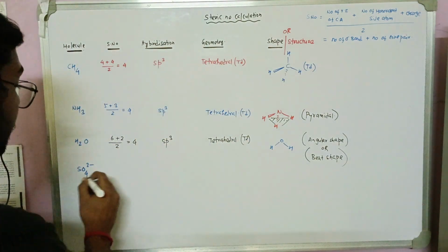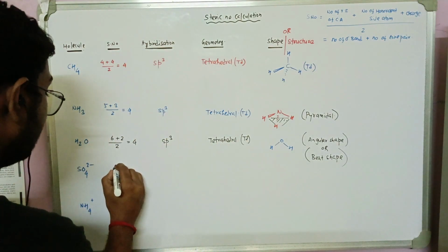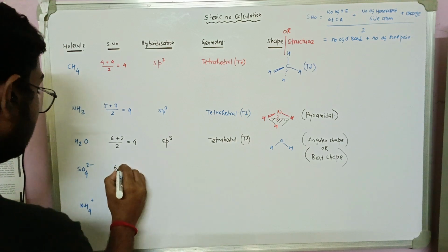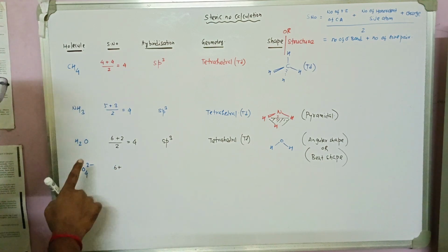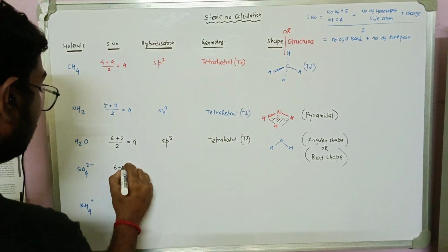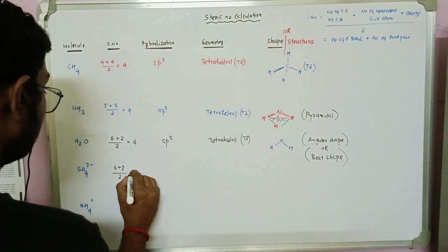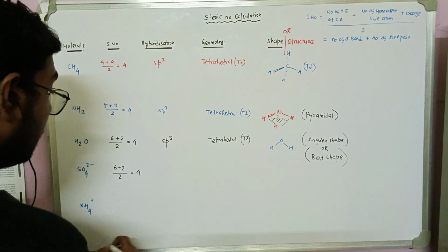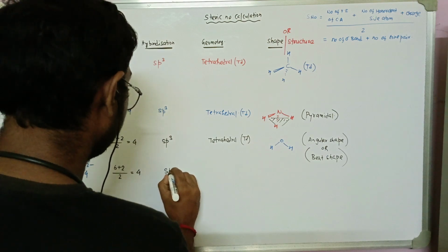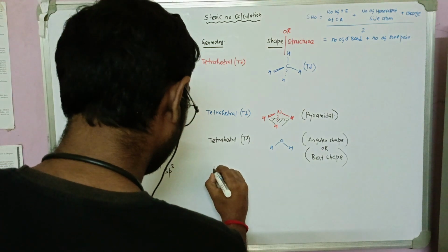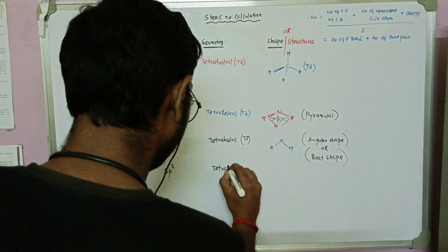For SO4 2 minus, we know the valence electron to be 6 because sulfur lies under the oxygen atom, plus there are no such monovalent side atoms, but there is a 2 electronic charge on the system. So plus 2, divided by 2. So the steric number is 4, the corresponding hybridization will be sp3, and the corresponding geometry will be tetrahedral.